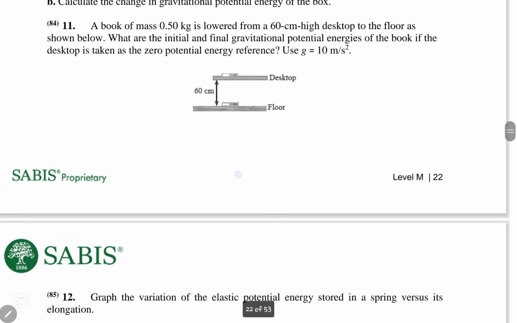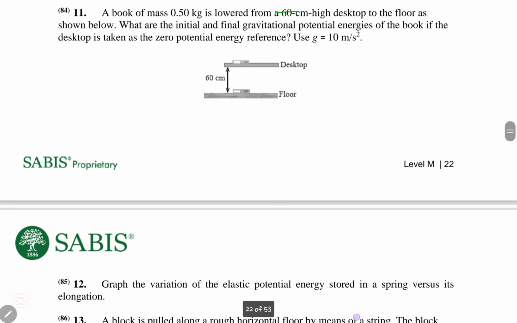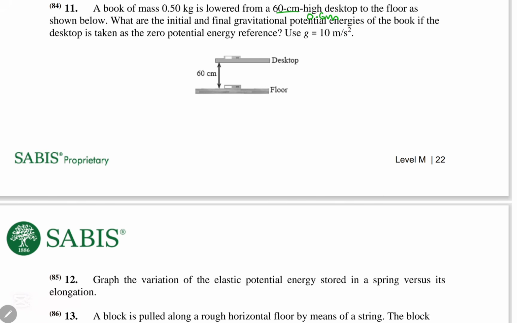We now move on to question 11. What does it say? It says a book of mass 0.50 kg is lowered from a 60 centimeter. So we need to change it to meters. We divide by 100 to get 0.6 meters high desktop to the floor as shown below. What are the initial and final gravitational potential energies of the book if the desktop is taken as the zero potential? So let's find the initial potential energy, GPE.